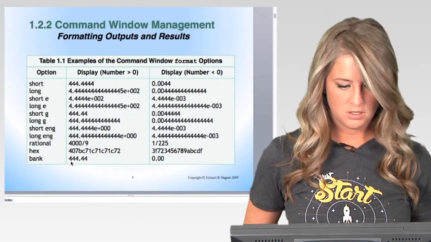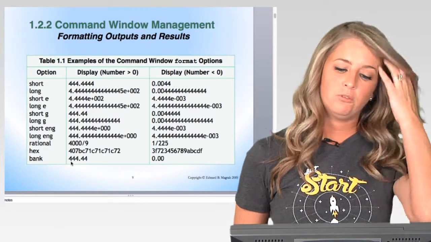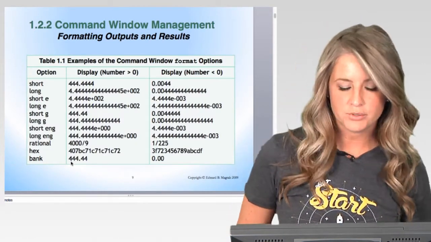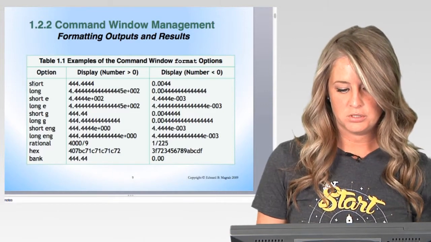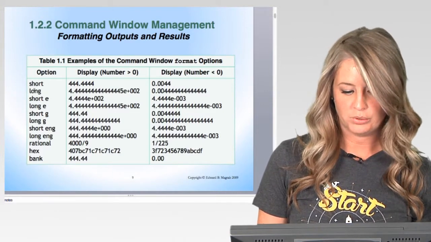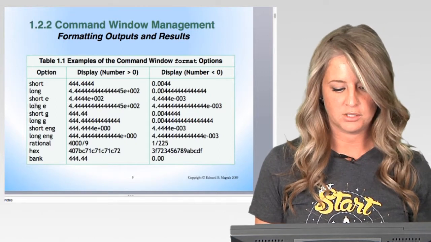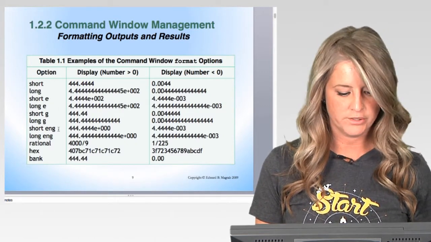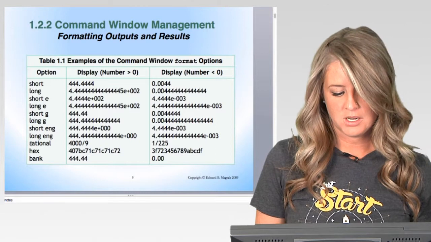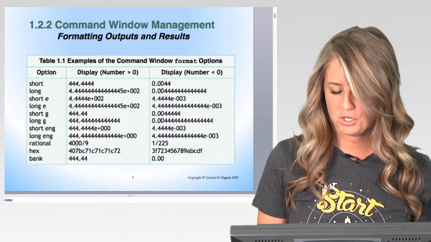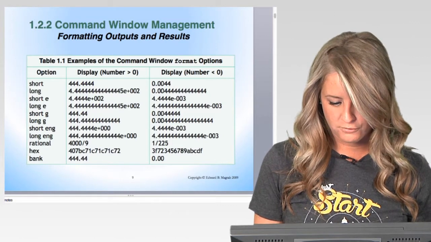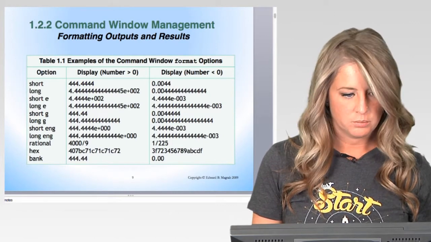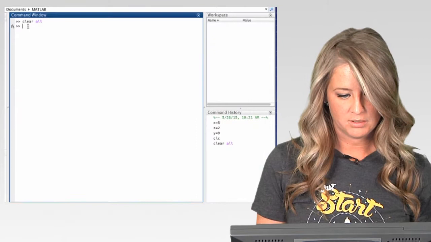Okay, so moving forward, again, we can format the outputs and results from our scripts or from our command prompts. There's different things that you can do. So you can format short, or you can format long. You can format using short E, long E. There's all kinds of different options. Another one that's popular for use is to format rational, to convert from decimals into a fraction format. So real quick, we'll show you an example of that.